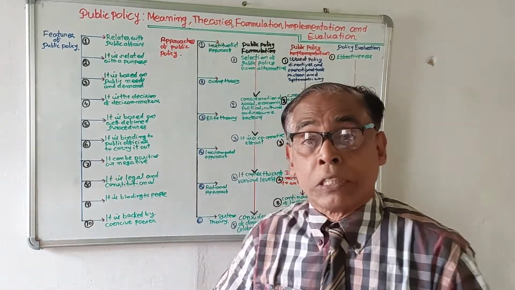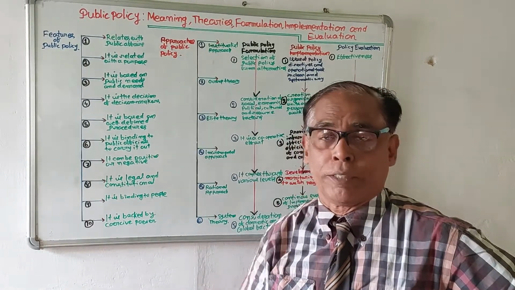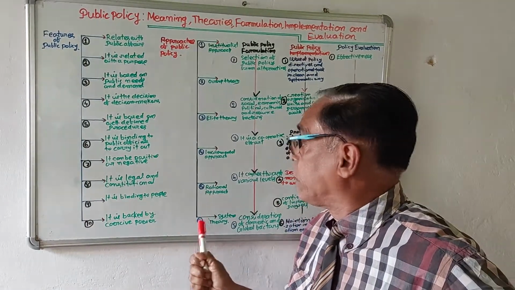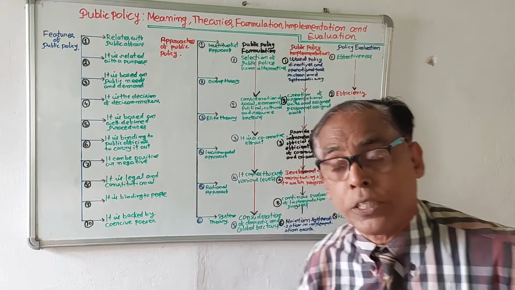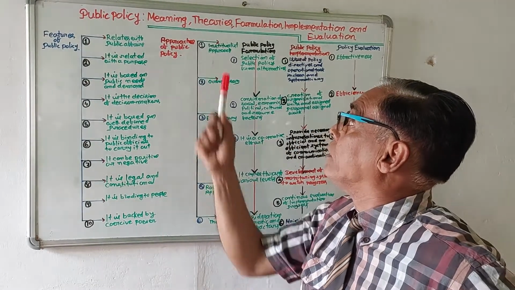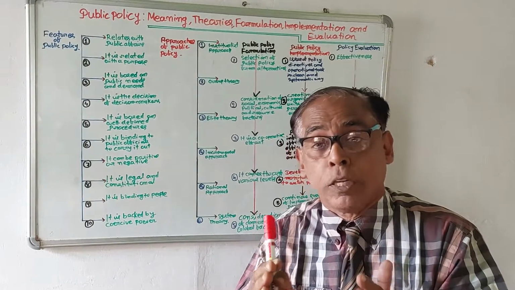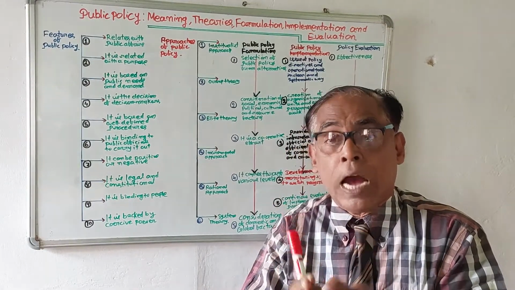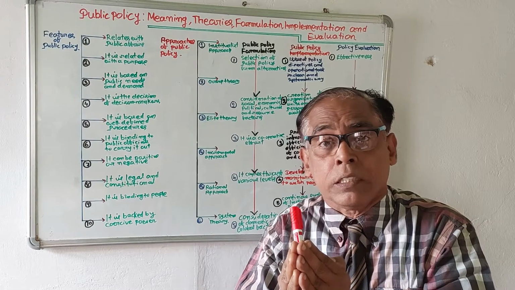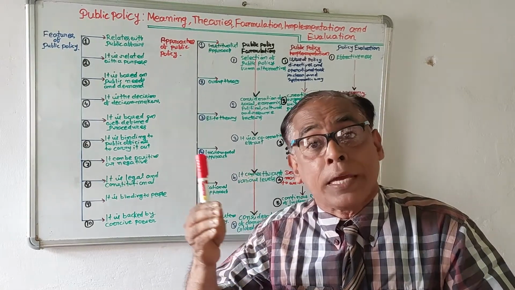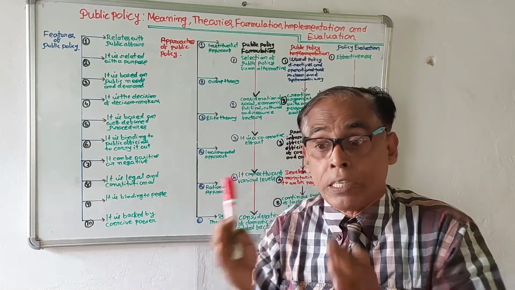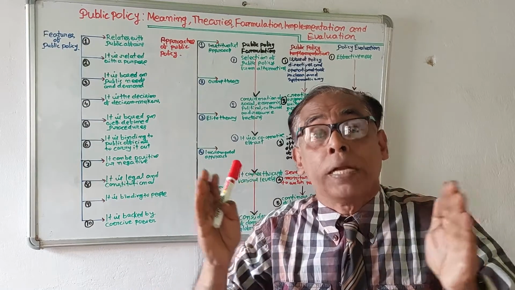Now we'll take up theories associated with public policy. There are as many as 6 theories which are associated with public policy. The first one is the institutional approach. The institutional approach of public policy says that public policy is not made by any person. It is made by government institutions.